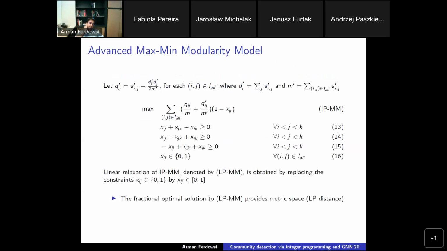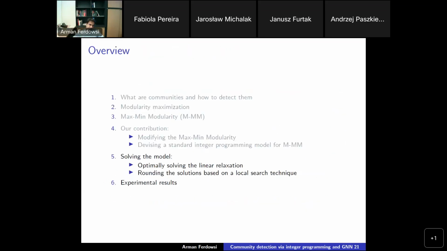Given a relation matrix, and noticing that the induced metric ED constrains the modularity maximization model to guarantee the triangle inequality, the advanced maximum modularity problem can be formulated as the following IP. Point out that the fractional optimal solution to the linear version of the problem provides us with a metric space where the distance between every pair of nodes is at most 1. So let's call this metric the LP distance. The more the LP distance between two nodes, the less tendency they have to be in a shared community.